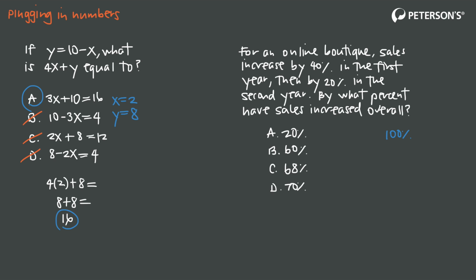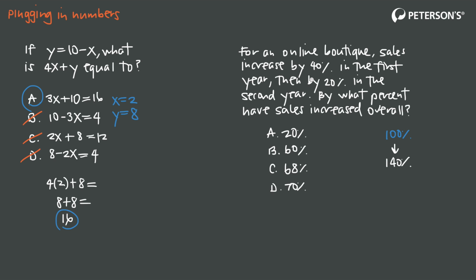So let's see what we mean here. If we start with a value of 100% and we assume that the boutique's sales started at 100%, then it says sales increase by 40%. Well, 40% of 100 is just 40. So that means sales increase by 40% in the first year. So at the end of the first year, sales are now 140% of what they were originally.